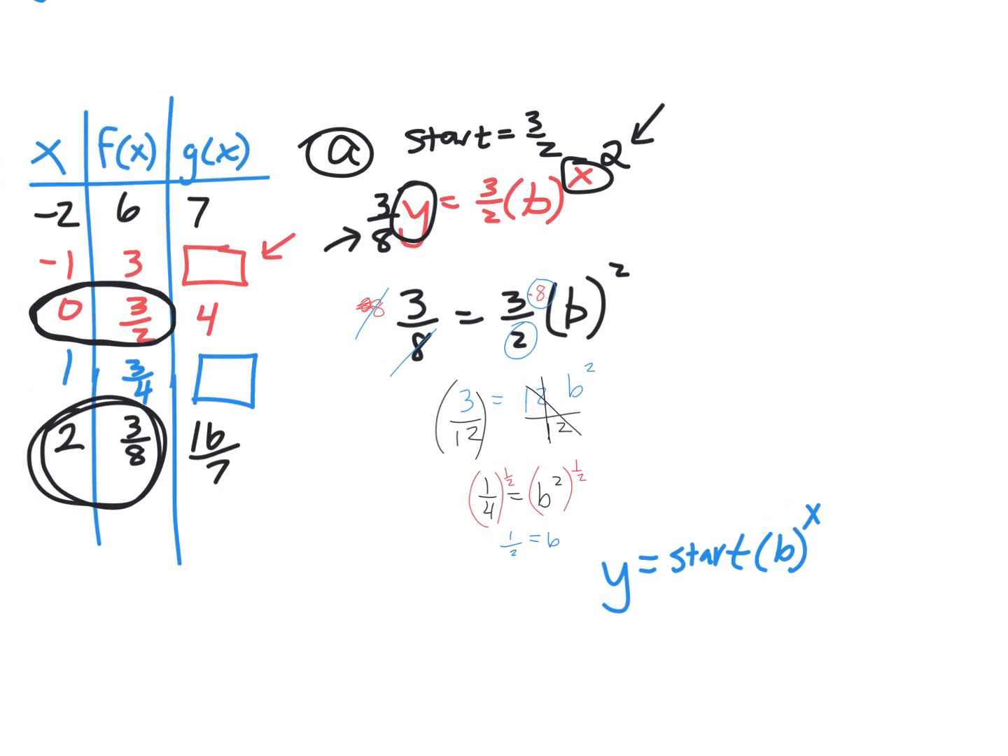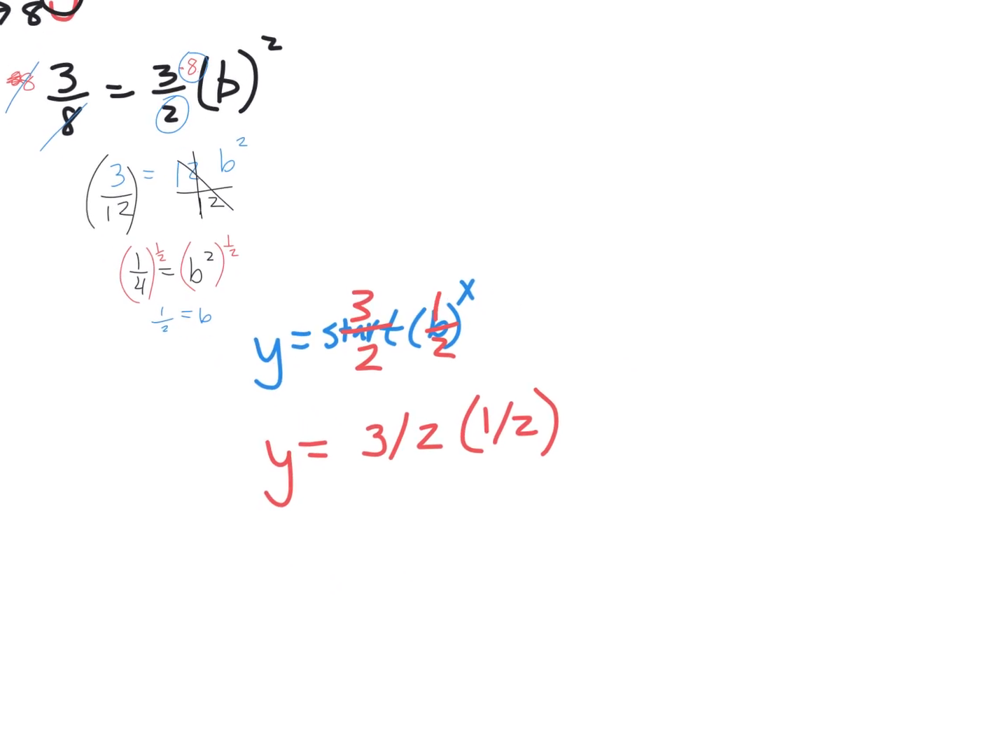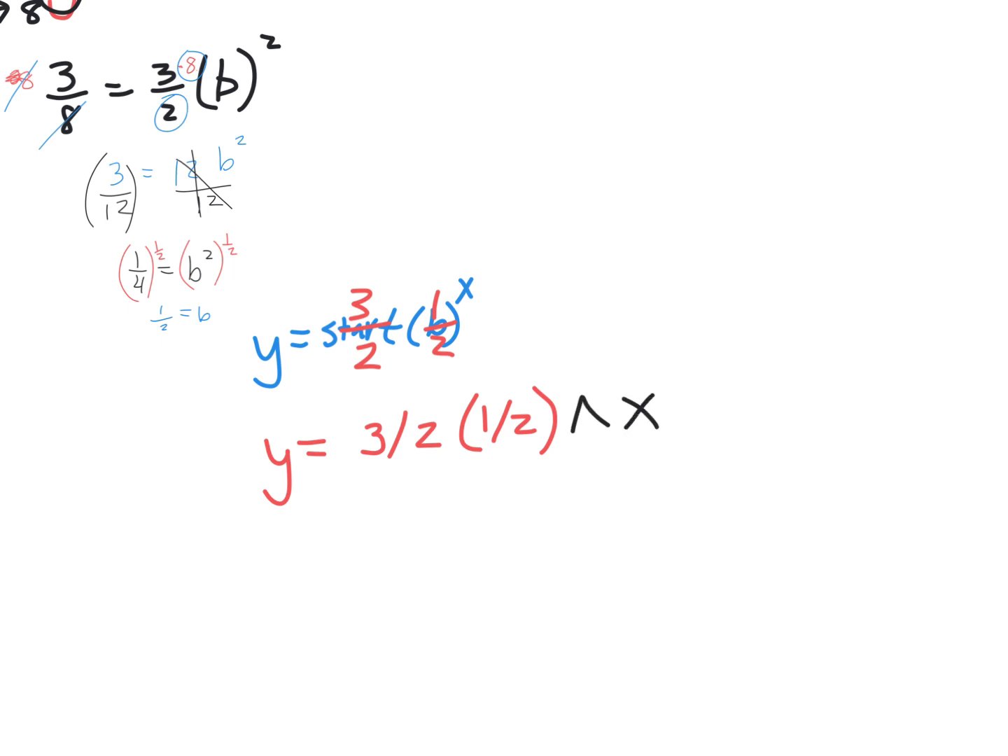What's the start again? It's over here in the chart. 3 over 2. Yep. And then B would be 1 over 2. Yep. And there's your equation. The only pain in the butt is actually putting it into Schoology. It's 3/2, and then this part's got to be in parentheses, 1/2, to the power of, do you guys know how to do that on Schoology? Power of x. That's what you type in.